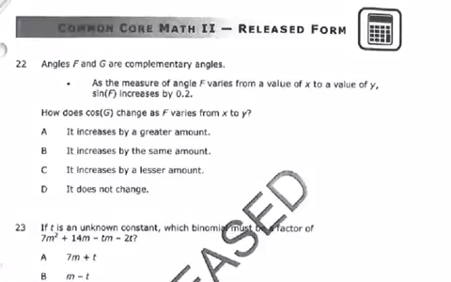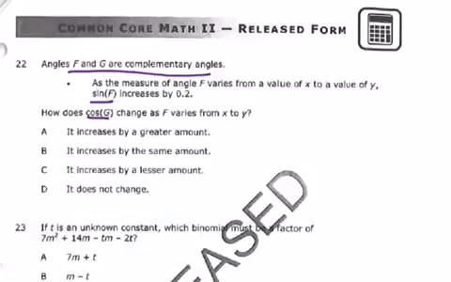All right, number 22. Angles F and G are complementary angles. As the measure of angle F varies from a value of x to a value of y, the sine of F increases by 0.2. How does cosine of G change as F varies from x to y?